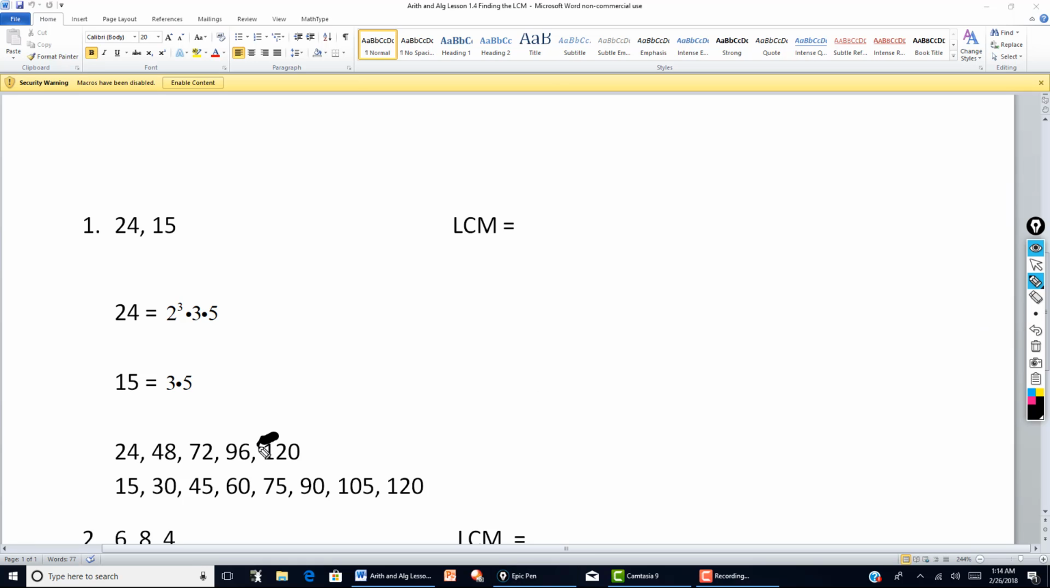a number that appears in both sets, so here's 120, and here's 120 right here. I could keep going, but I want the smallest. So then I would put again the answer of 120. And you could do it like that also if you're working with numbers. But for algebraic expressions, I would recommend the prime factorization.